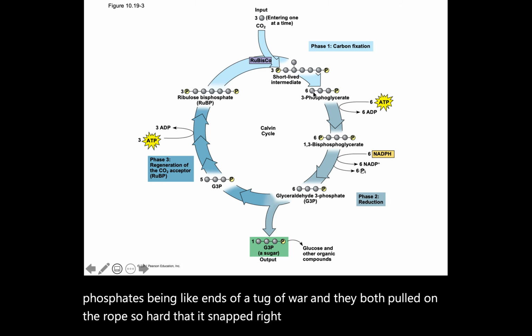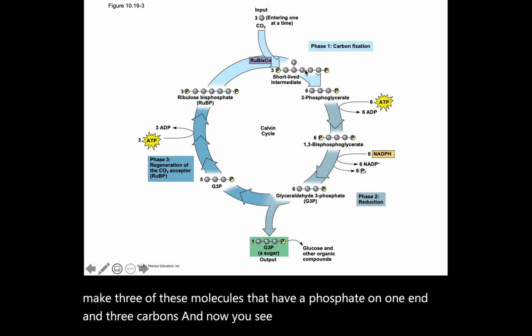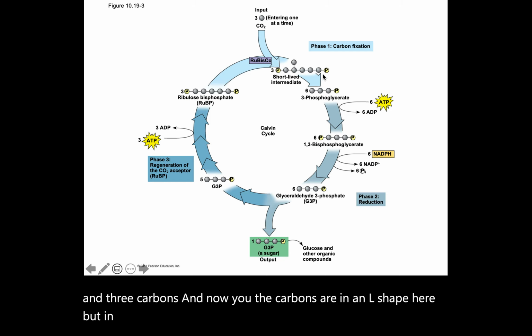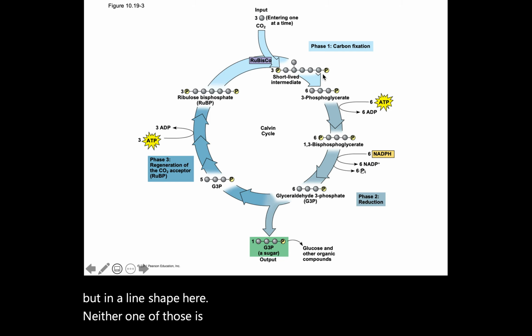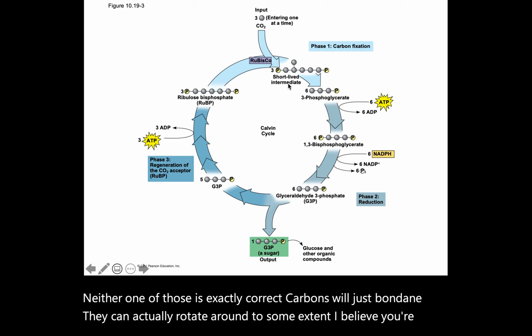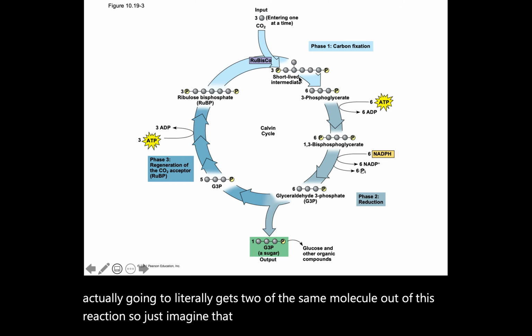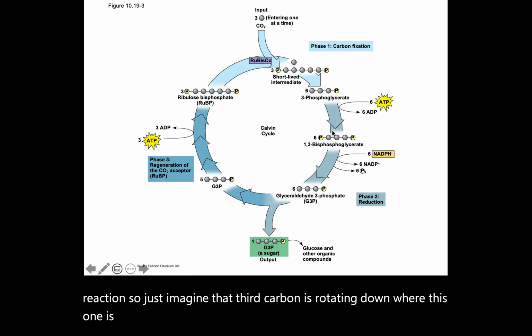And so we're going to make 3 of these molecules that have a phosphate on one end and 3 carbons. And now you see the carbons are in an L shape here, but in a line shape here. Neither one of those is exactly correct. Carbons will just bond and they can actually rotate around to some extent. I believe you're actually going to literally get two of the same molecule out of this reaction. So just imagine that third carbon is rotating down where this one is, right there. And then you got it.